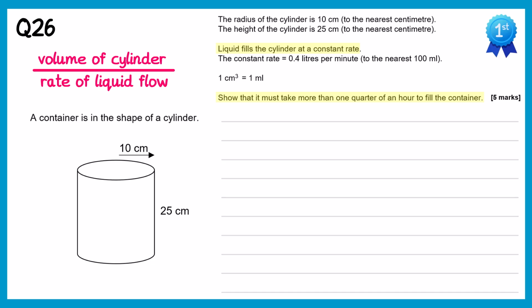You might notice that in this question, all of the values have been given to a degree of accuracy, the nearest centimetre or the nearest 100 millilitres. This means that when we work out the time, there'll actually be a range of possible values, depending on the value we take for the radius, height, or rate of flow.